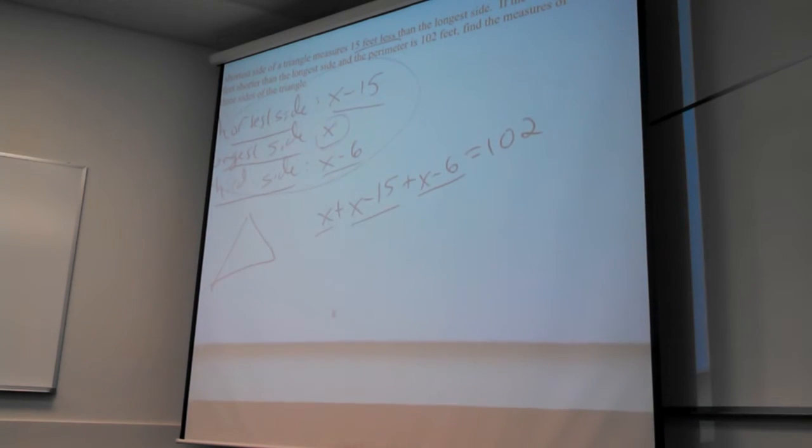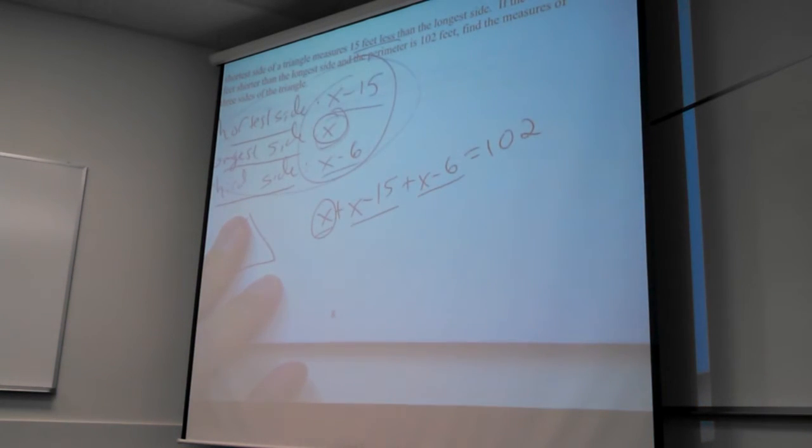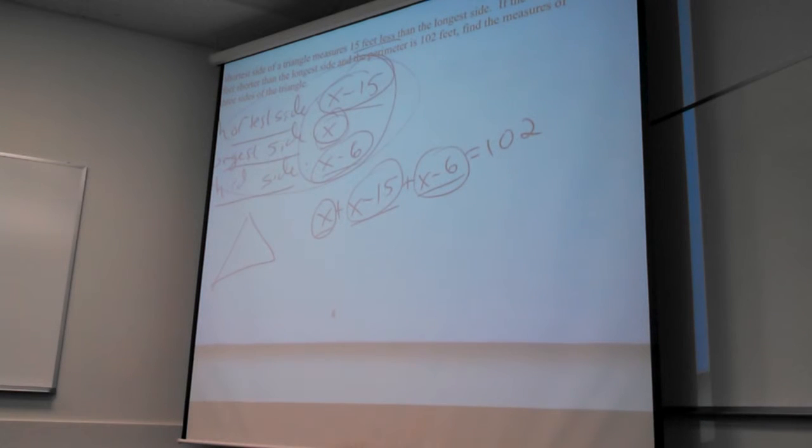No. So here's the thing. I'm not putting x twice. I know there's two x's, but I'm not doing it just to do x twice. So how do I add these three up? This side, there it is, plus this side, there it is, plus this side, there it is. I've got to add up all three sides to get the perimeter.